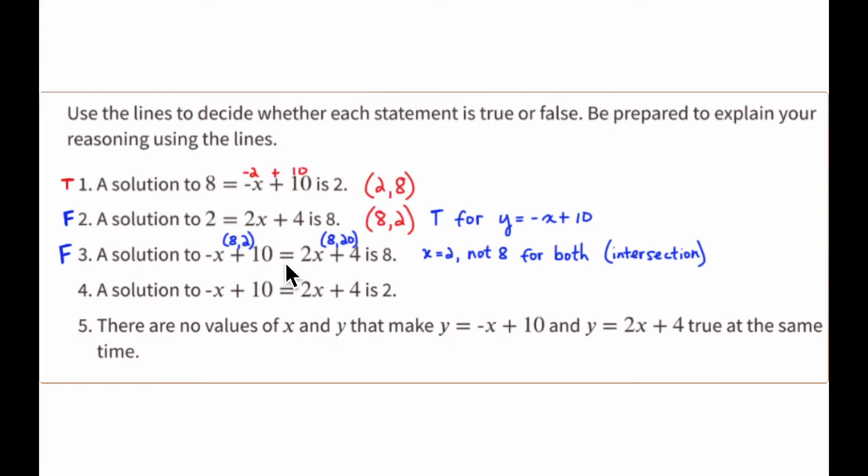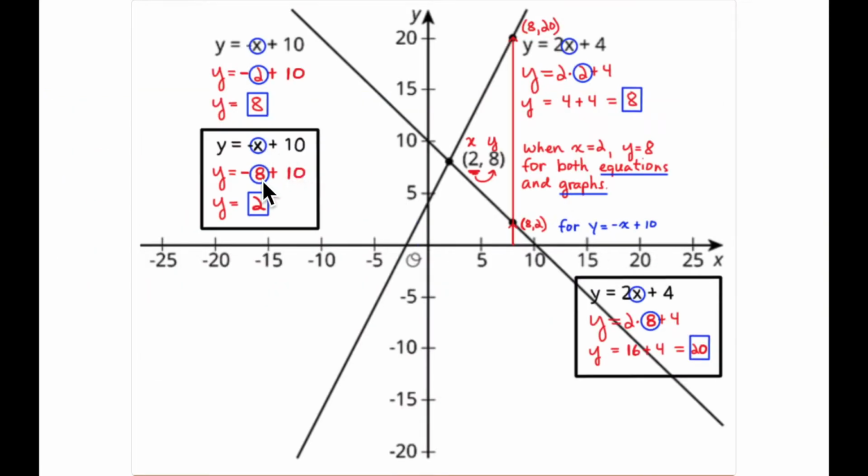So now if you set both of these expressions equal to each other and replace x with 8, do you get the same value for y? In this expression, you do not. You get a value of y equals 2. In this expression, you get a value of y equals 20. So you only get the same value of y when x is equal to 2, not 8, and that's the point of intersection. So in this expression, if you replace x with 8, you get y equals 2. In this expression, if you replace x with 8, y is equal to 20 up here.